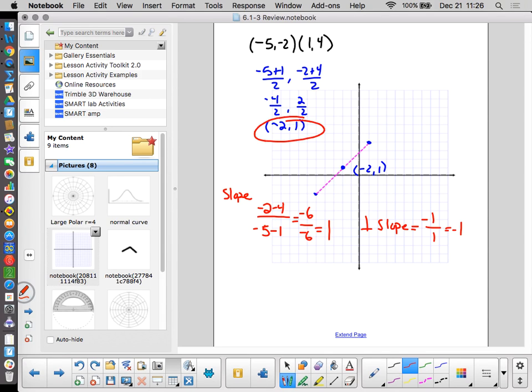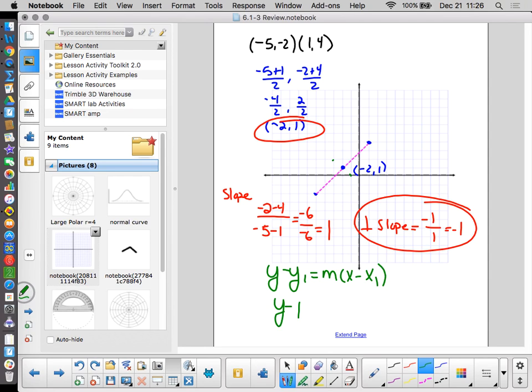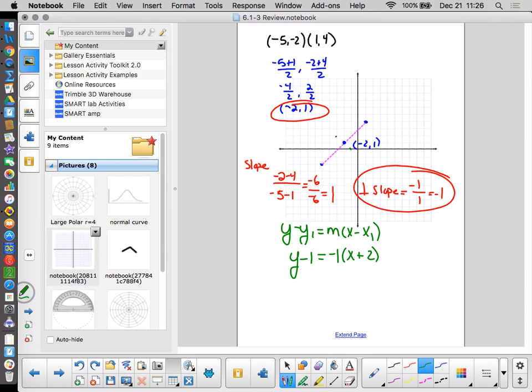Once I have a point and a perpendicular slope for that line, I know what the slope has to be now, -1. I can find the equation of that line using y minus y1 equals m(x minus x1). So y minus, I'm sorry, thinking of the wrong point. It's (-2, 1), so y minus 1 is correct, equals -1 times (x plus 2). And I have to distribute the -1 and add 1 to each side.